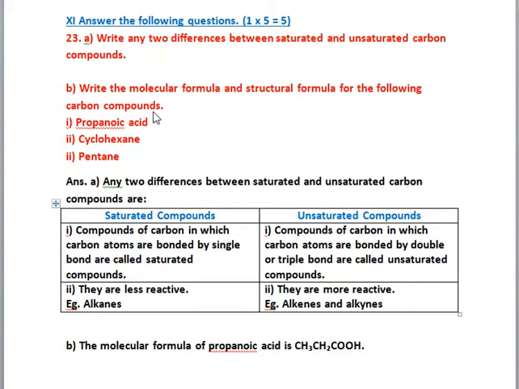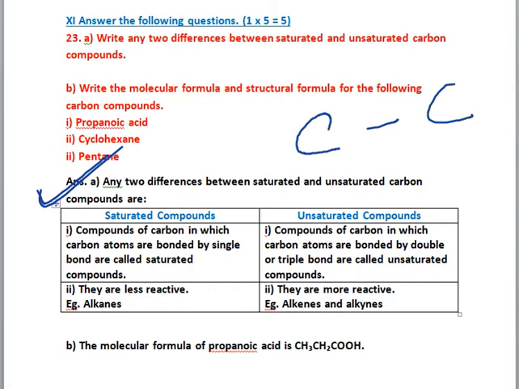You can score easily, you can get easily 5 marks from this. So first of all, we have to write the differences between saturated and unsaturated compounds. So we'll make 2 columns for that, one for saturated and one for unsaturated compounds. So what are saturated compounds? Saturated compounds are those compounds in which there is a single bond between carbon-carbon atoms.